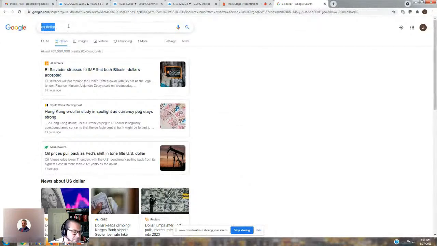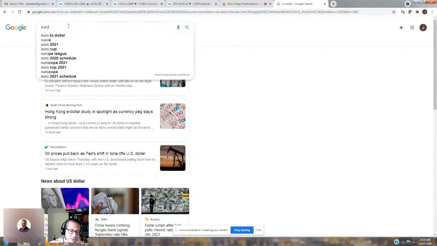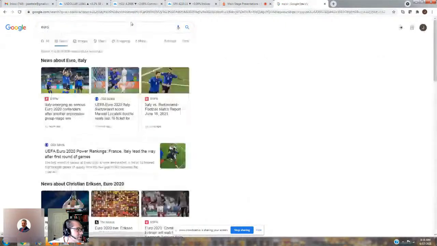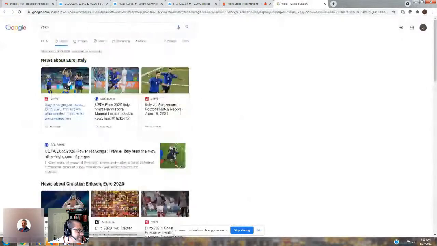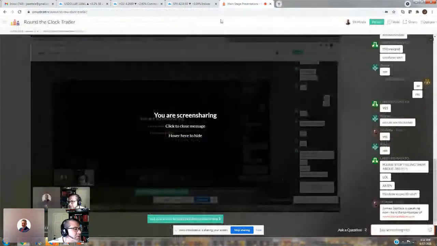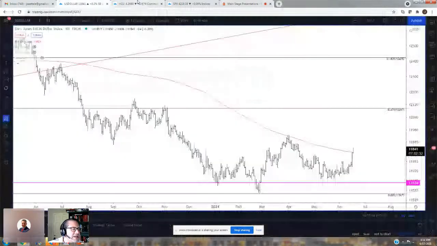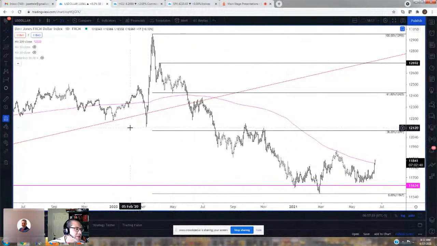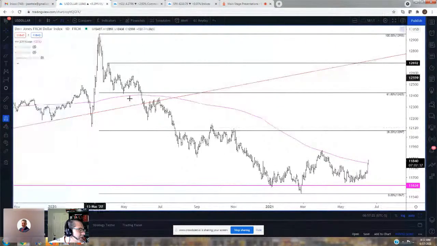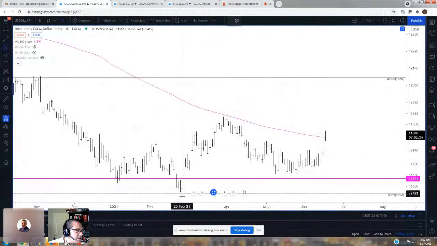Now, I did this earlier with the euro, and when you type in euro at this time, all you get is soccer stuff, or football, I should say. So it's not going to work for euro right now. Pay attention to that when it comes to sentiment. Once you start seeing predictions that the dollar is going to get stronger, predictions are the best because it means people are extremely comfortable in what they are writing or saying. And that, by definition, is a sentiment extreme.